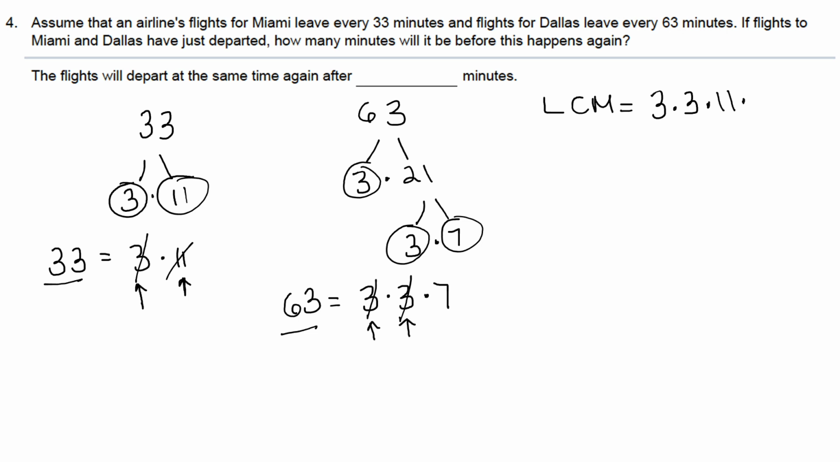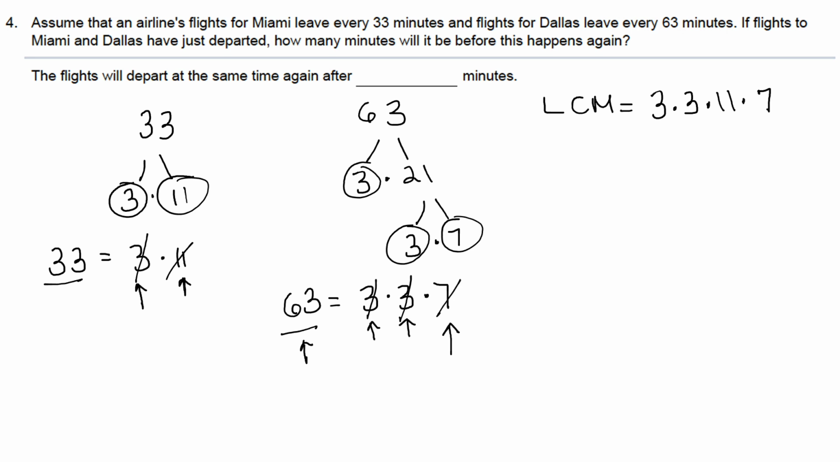Now I took care of both factors of 33, so I want to go to 63 and see if there are any other factors that I need to look at. And there is. We have a 7. So 7 appears 1 time in 63, but 0 times in 33. So the greatest number of times that 7 appears is 1 time.